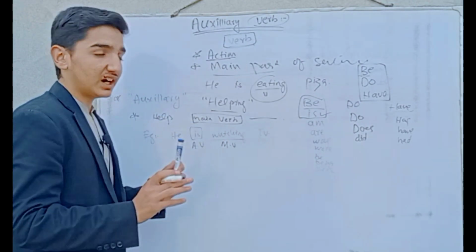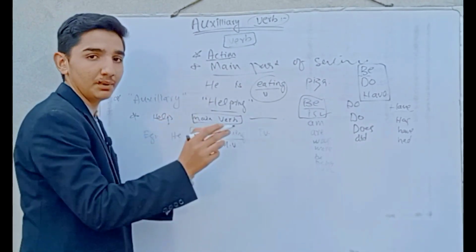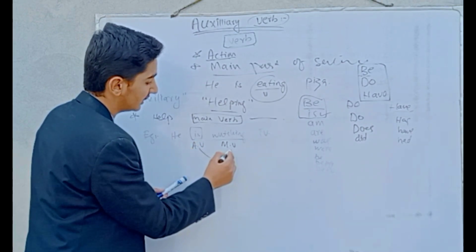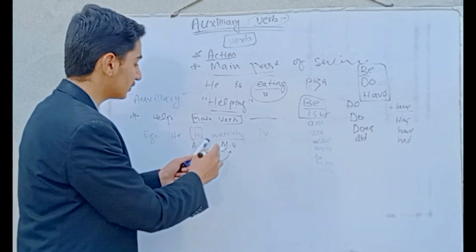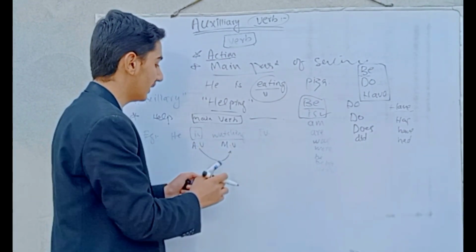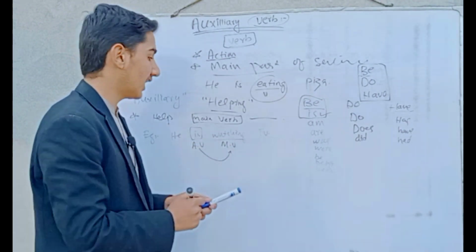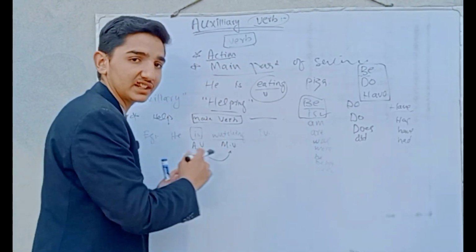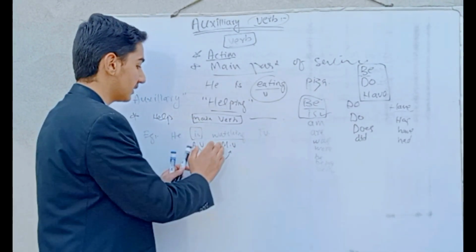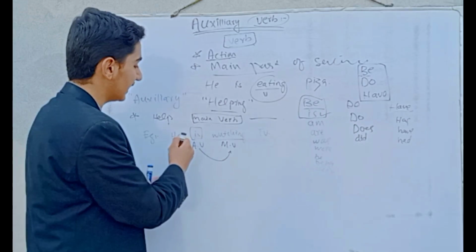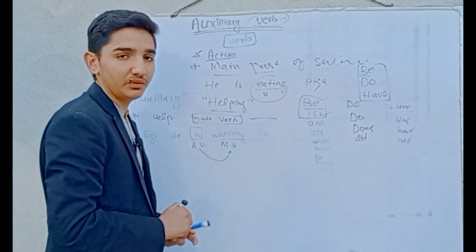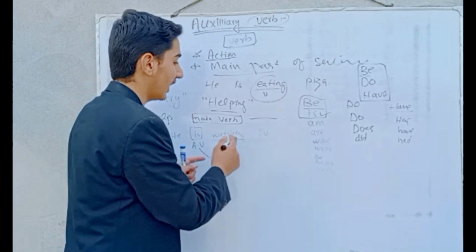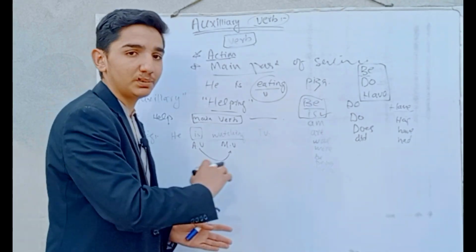Auxiliary means helping, and it helps the main verb in a sentence. So here this auxiliary is helping the main verb watching to make the sentence meaningful. Because if you just remove the is from the sentence, it will be like this: he watching TV. According to the rules of grammar, it is wrong. So whenever we use an auxiliary verb, it helps the main verb to complete the sentence meaningfully.